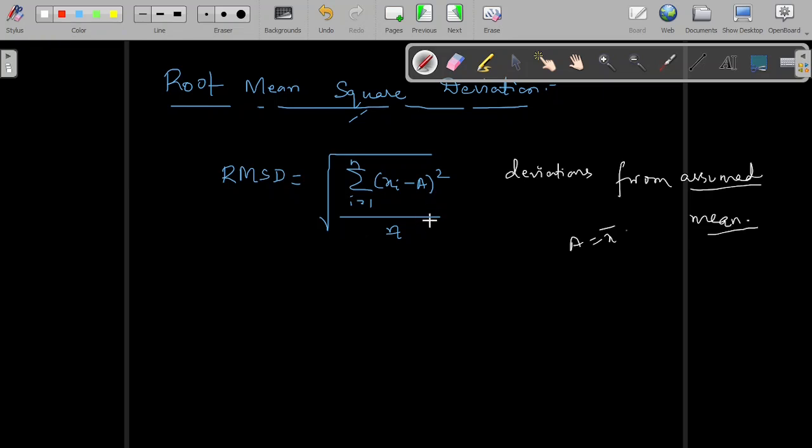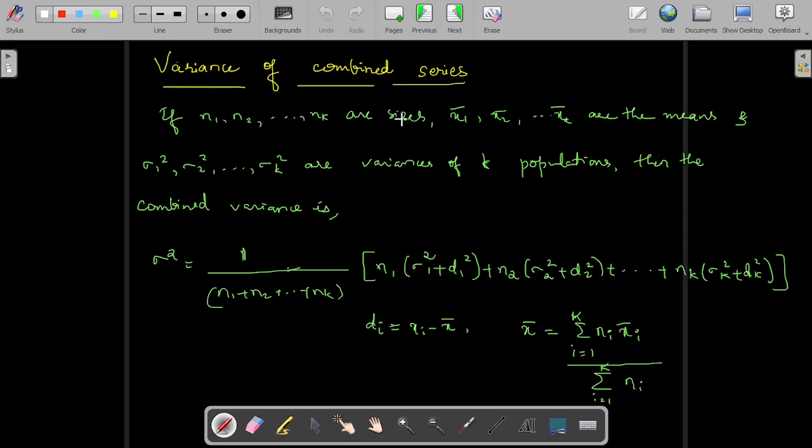We have done it in all our previous methods, and in the very beginning where I explained the measures of central tendency, there we talked about what is assumed mean. So if the deviations are taken from the assumed mean, then we call that root mean square deviation. Rest all same, the formula is same: square root of the mean of the squares of these deviations. The name itself says it. Now let us see how to find the variance of a combined series.